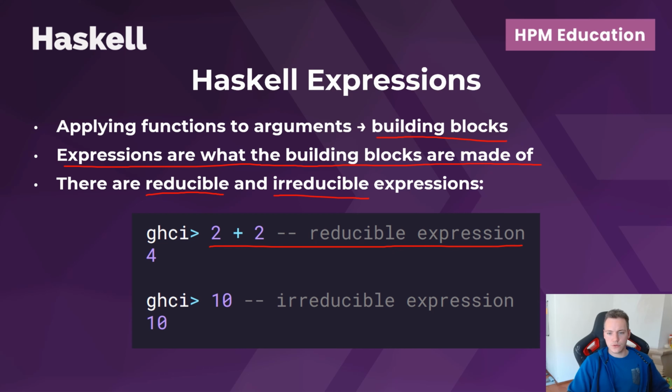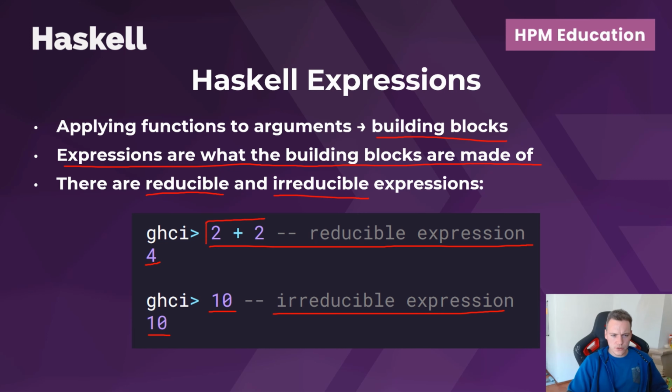A reducible expression, here is an example of one, is an expression that can be further evaluated down to some primitive value, such as here the number 4. 2 plus 2 evaluates down to 4, but 2 plus 2 is an expression in itself and it is reducible. In the irreducible expression example, we have the number 10, which when evaluated just evaluates down to number 10 again. So it's irreducible, it cannot be reduced further.